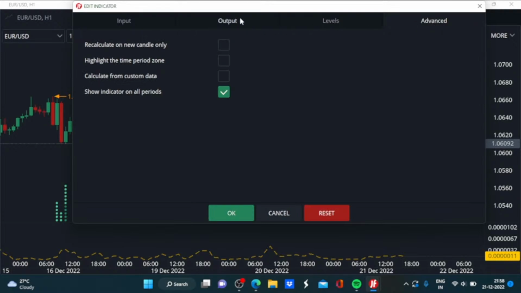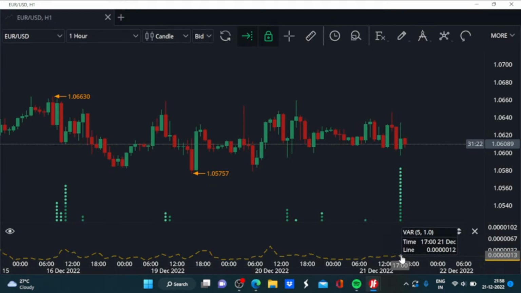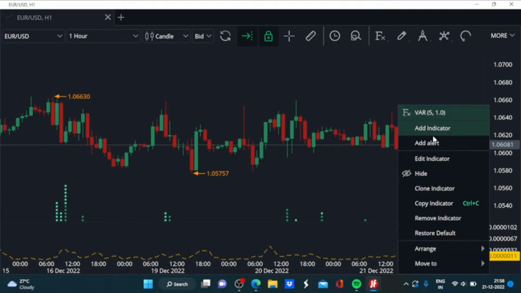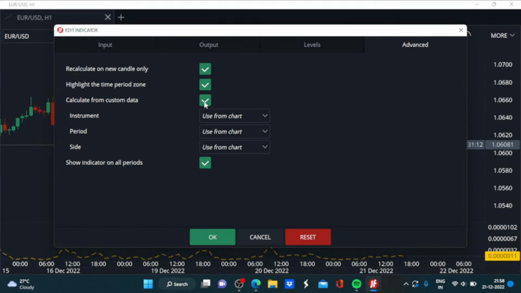You can then go for the customization. These advanced calculation options are there. If you opt for recalculate on new candle only, then the output is going to remain stable throughout the current candle period. The highlight time period zone makes it easier for you to see what is your calculation horizon. So that is highlighted. Calculate from custom data. The calculation can be customized further.